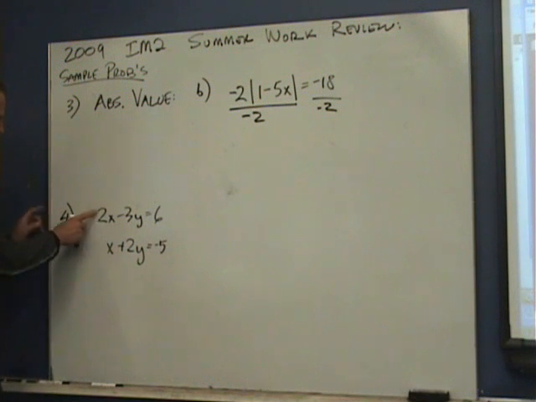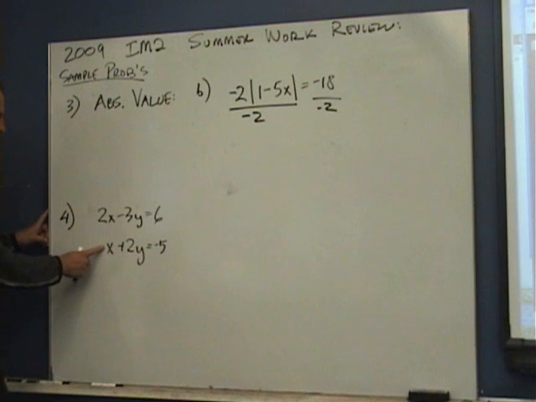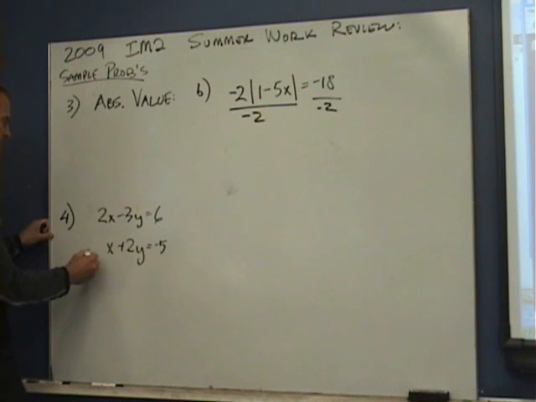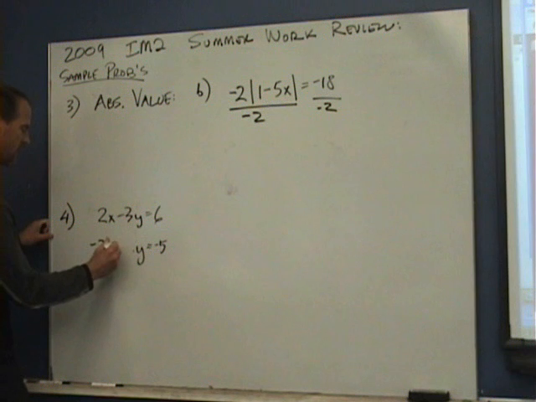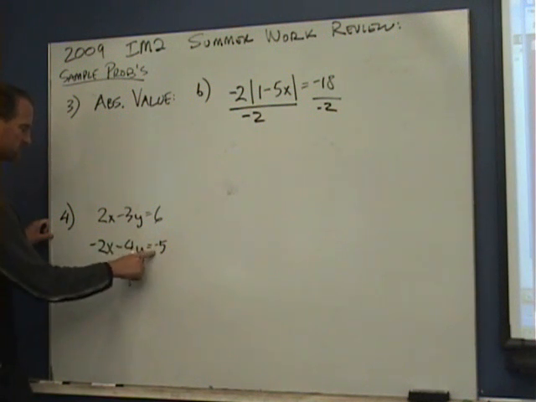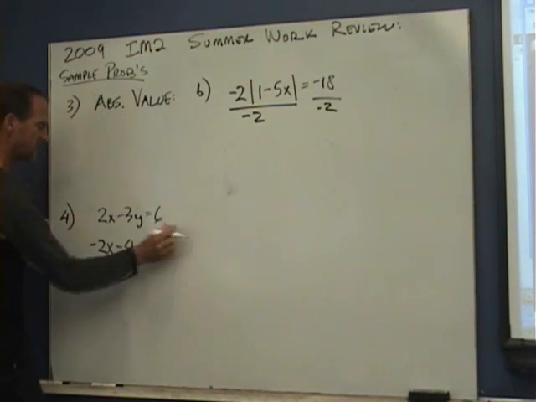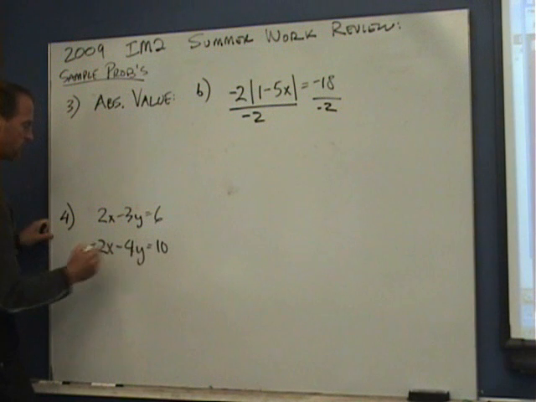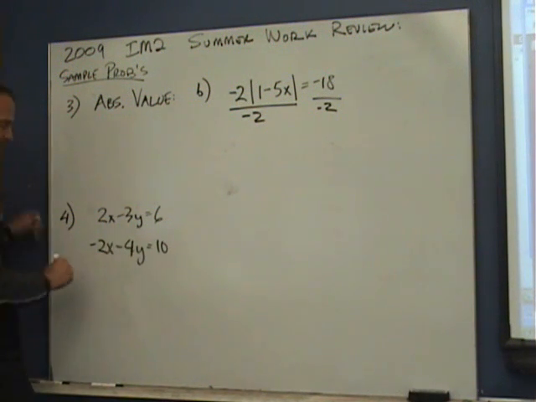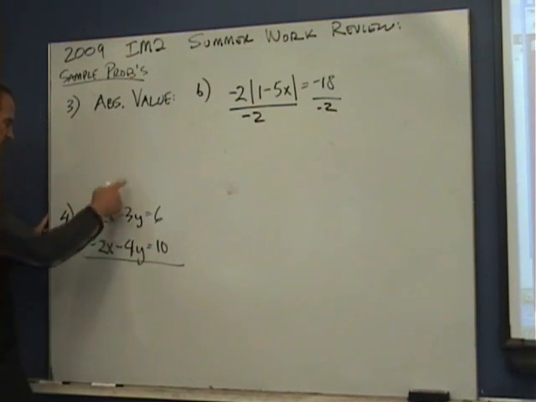I want somehow the x's to cancel out. So I need this to be a -2, so when I add it to the positive 2x, it'll cancel. So if I multiply everything by -2, this becomes -2x, this becomes -4y, and this becomes, when I multiply by -2, a positive 10. I'm just trying to save space on the whiteboard. I don't recommend you doing it by erasing. I just write it down a second time. But then I just draw a line and I add vertically, and poof, these are gone. They cancel each other out.